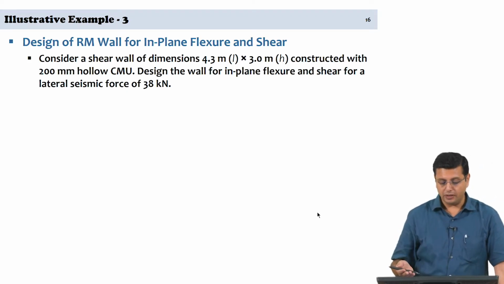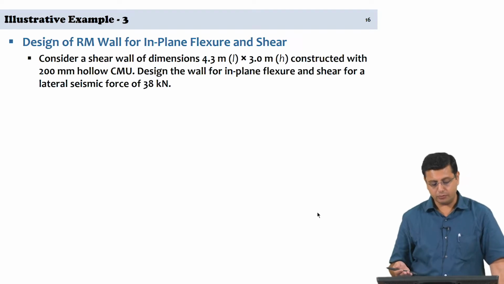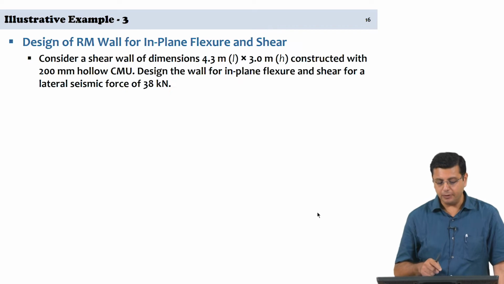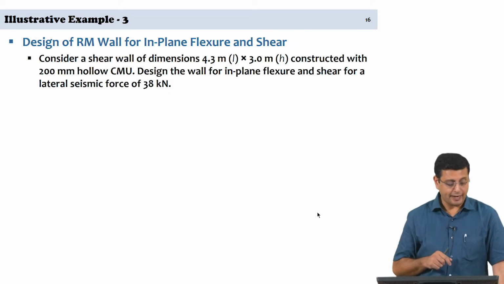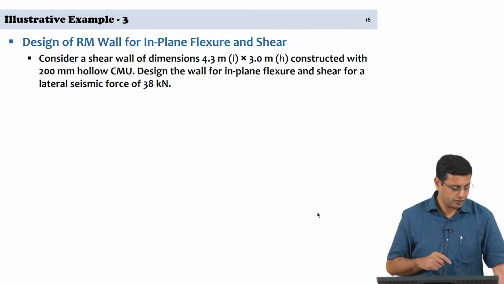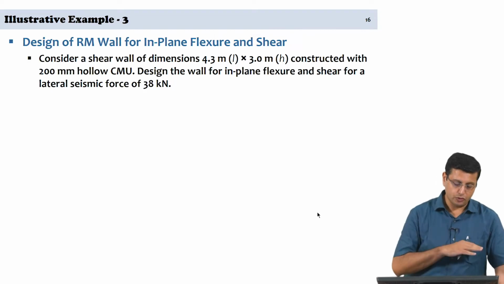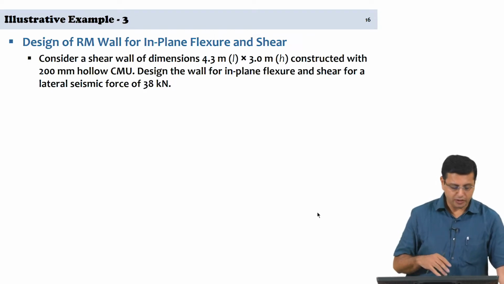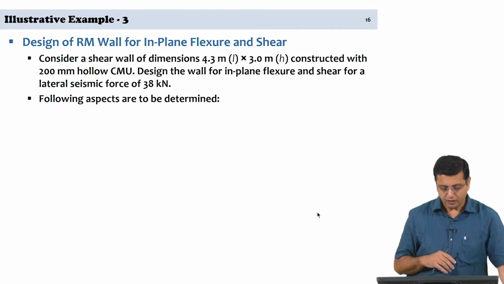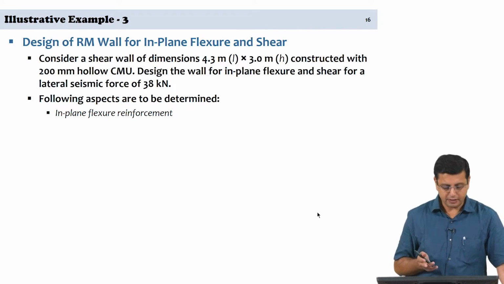If you were to design this as an unreinforced masonry wall, or check if an unreinforced masonry wall is feasible, then the lateral seismic force should be different, because the R factor that you would use for an unreinforced masonry typology will be different. So, what are the aspects to be determined? The in-plane flexure reinforcement and the in-plane shear reinforcement.